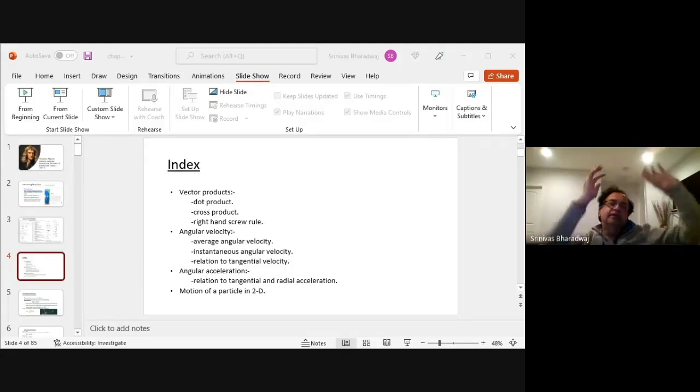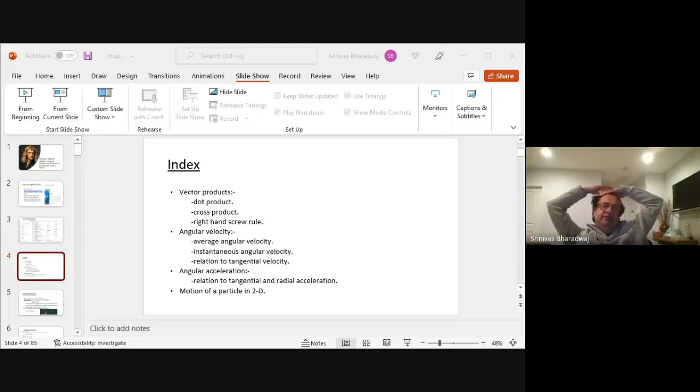Okay, so this is a really confusing pair of ideas. There are two different things that are happening, right? You're going in a circle, let us say you're going in this circle, right? What is the direction of omega? Upwards. What is the direction of r? Radial.